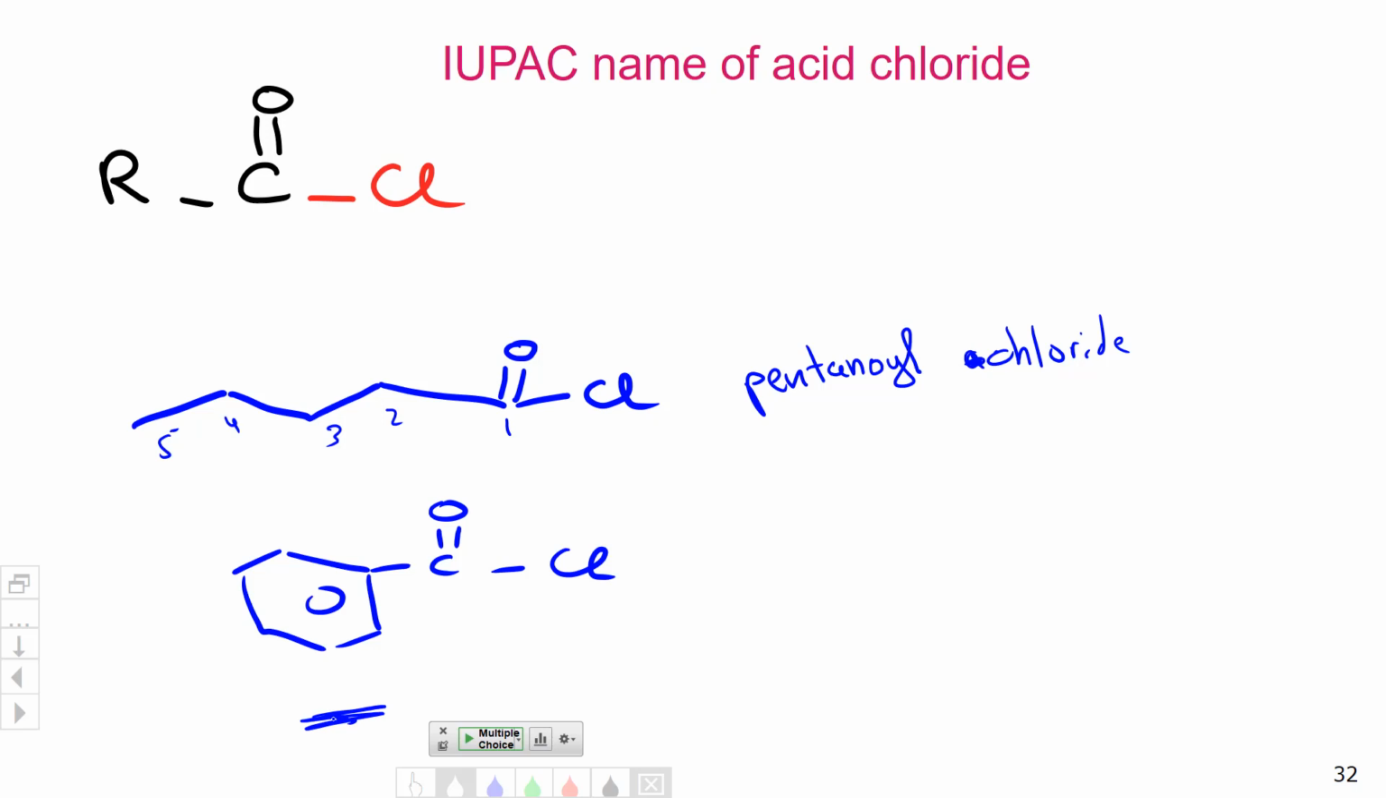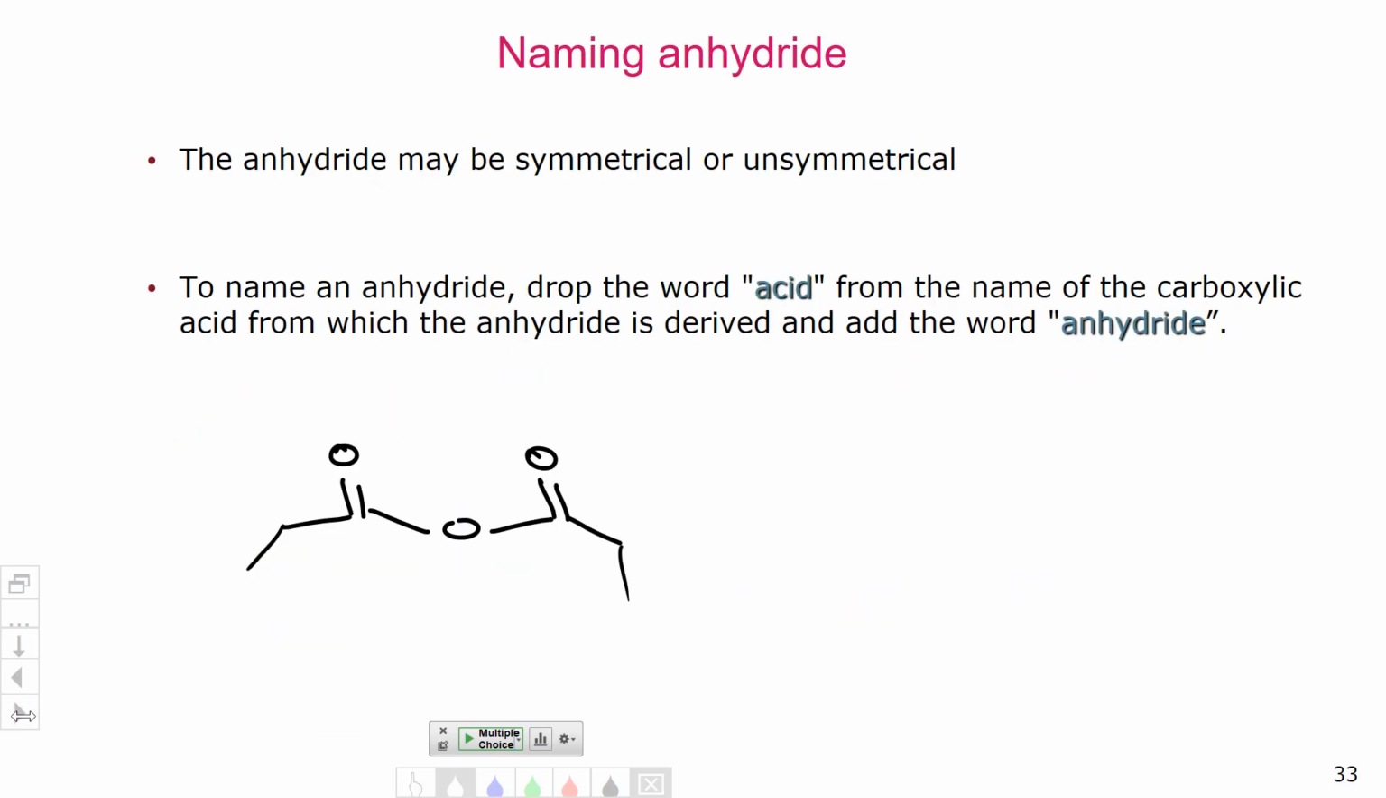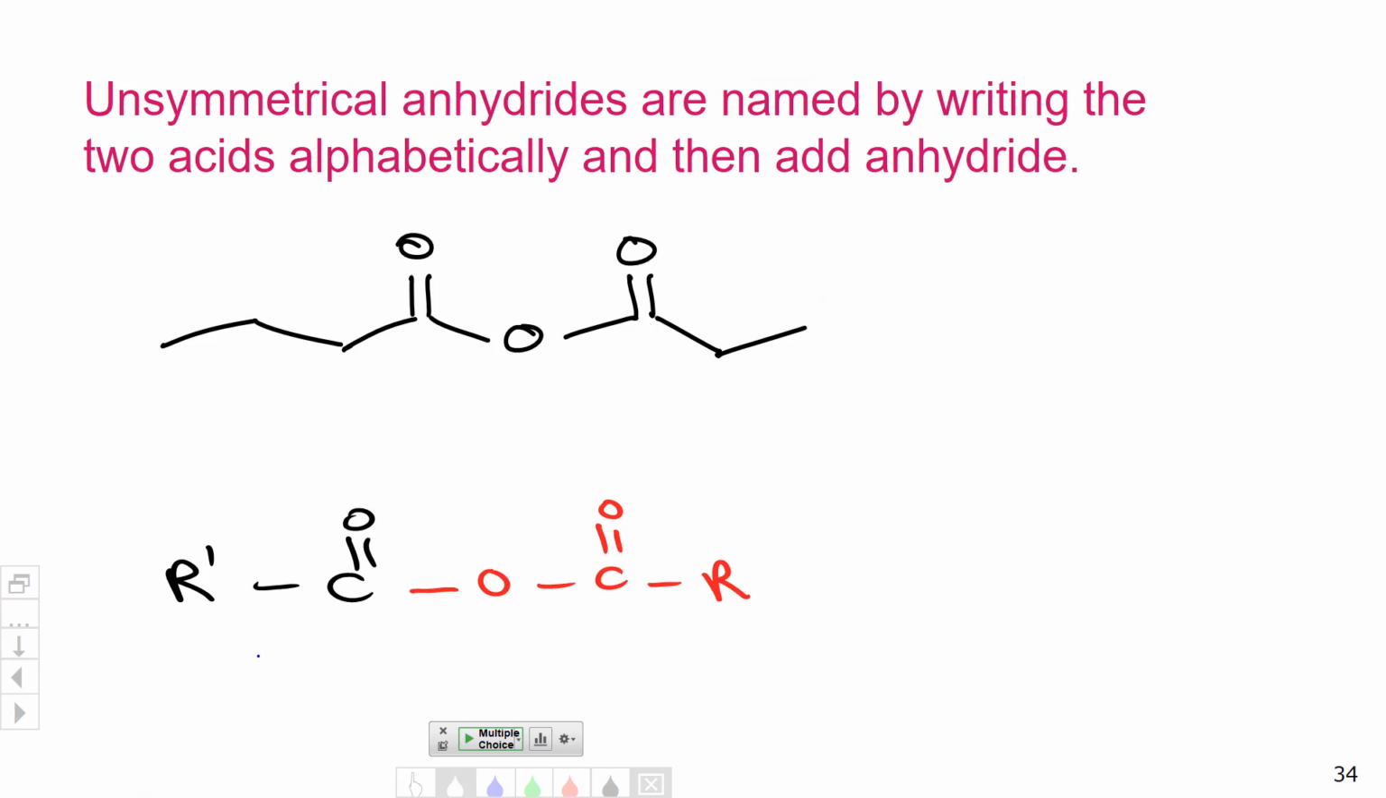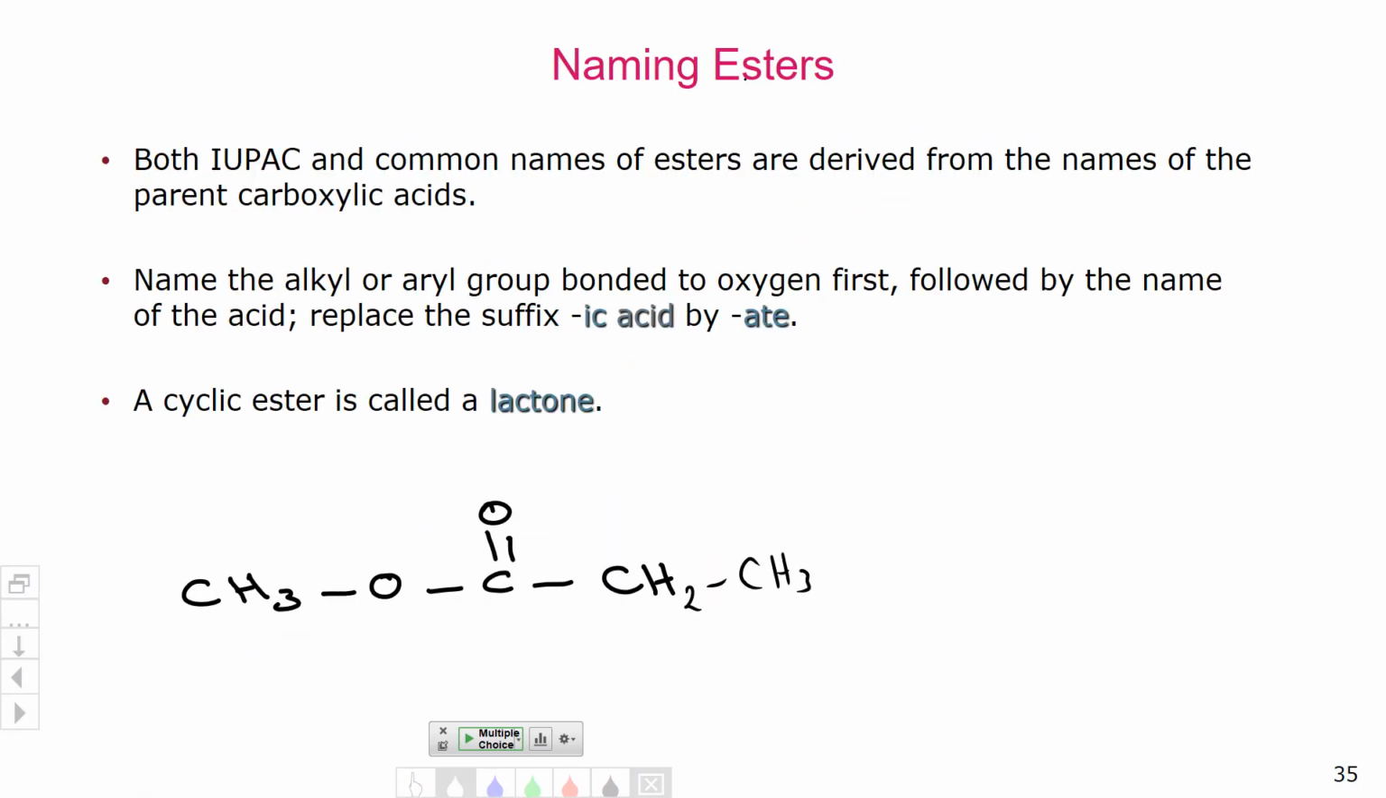For this one, if it is an acid, it will be benzoic acid. I'm going to cross out the ic acid and replace it with oyl. Okay, so this is for the chlorides. I'm going to skip the naming of anhydrides, and you're not responsible for it, because you're rarely going to encounter an anhydride.